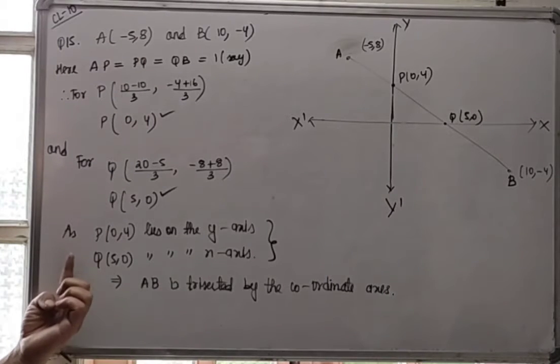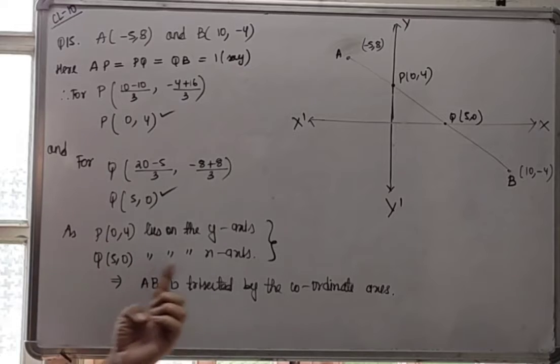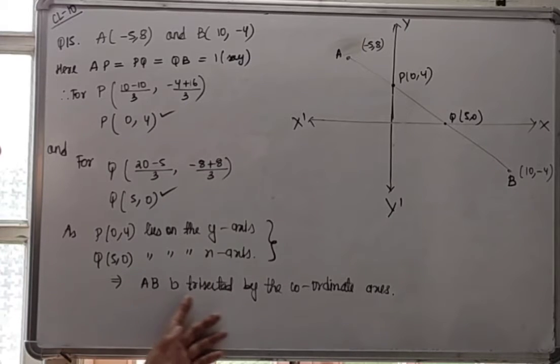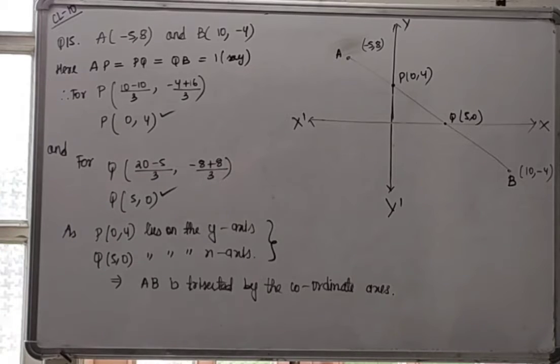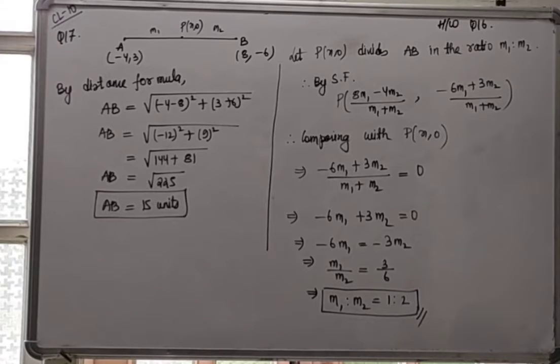So what you'll write is: P lies on the y-axis and Q lies on the x-axis. This implies that AB is trisected by the coordinate axis. Proved. Okay, please pause the video and note it down. All right, boys, let's proceed with the next question. Number 16, you'll do as your homework. It is similar to 15.